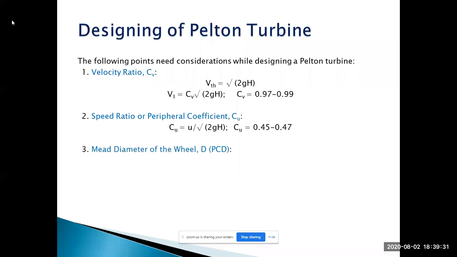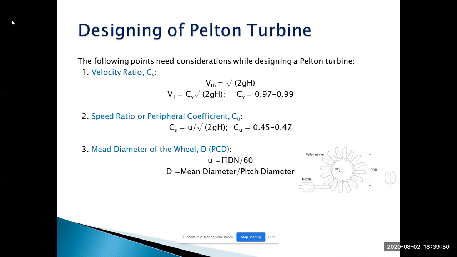Mean diameter of the wheel, which is also known as pitch circle diameter, is given by the velocity of the blade, which is u, which we have just calculated above, equal to pi DN by 60. Let's see, this D is either a mean diameter or a pitch circle diameter. You can see it in this figure. This is what we have. A pitch circle diameter is like this. This is what we have.